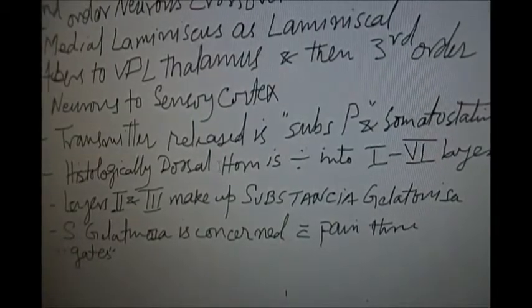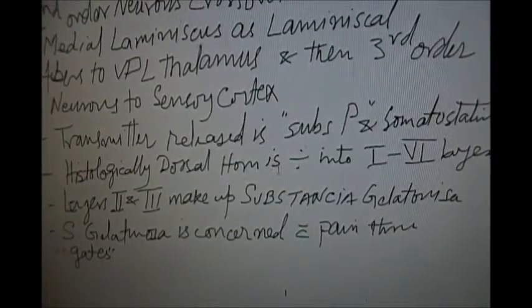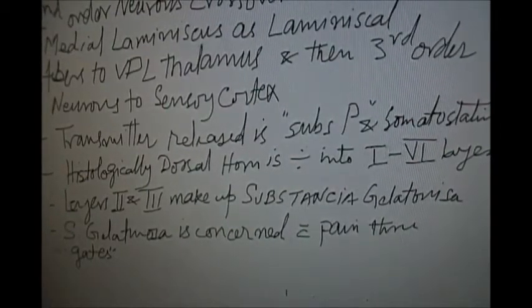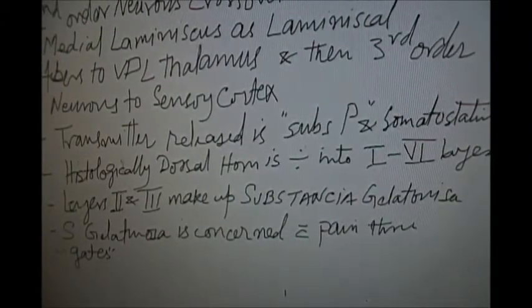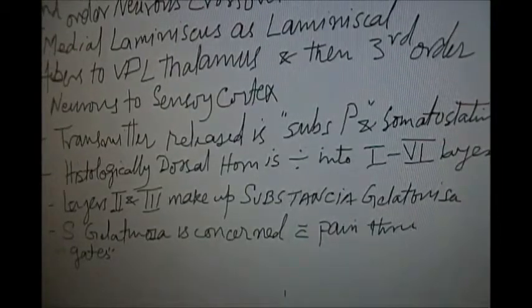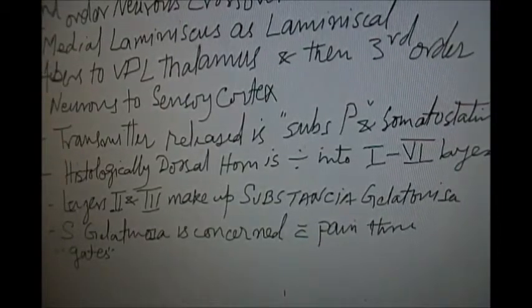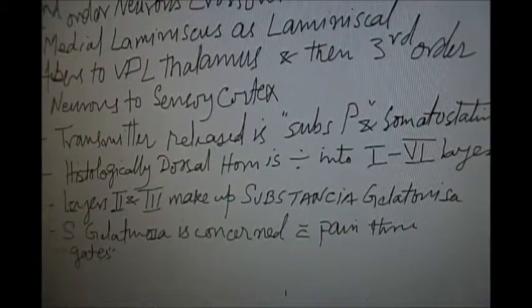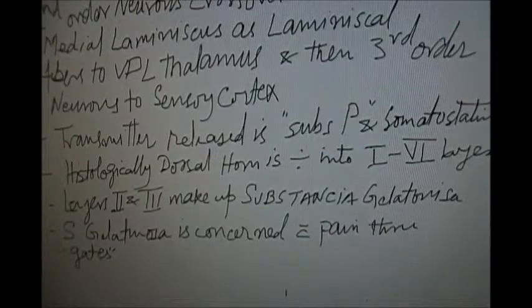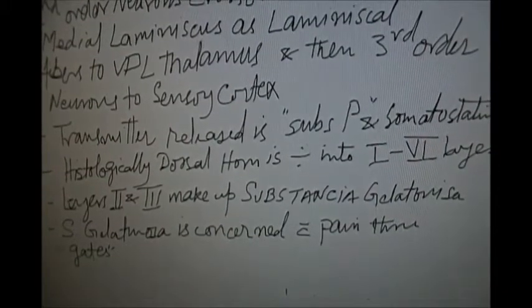How many layers are in the dorsal horn? The dorsal horn is divided into 6 layers, layers 1 to 6. Layers 2 and 3 make up the substantia gelatinosa, and the substantia gelatinosa is concerned with pain through the gate. In the gate theory, the touch fibers connect with the pain fibers, and pain is nociceptive, an unpleasant feeling. They don't want it to travel up, so the touch keeps it from going up. This is the gate theory for pain.